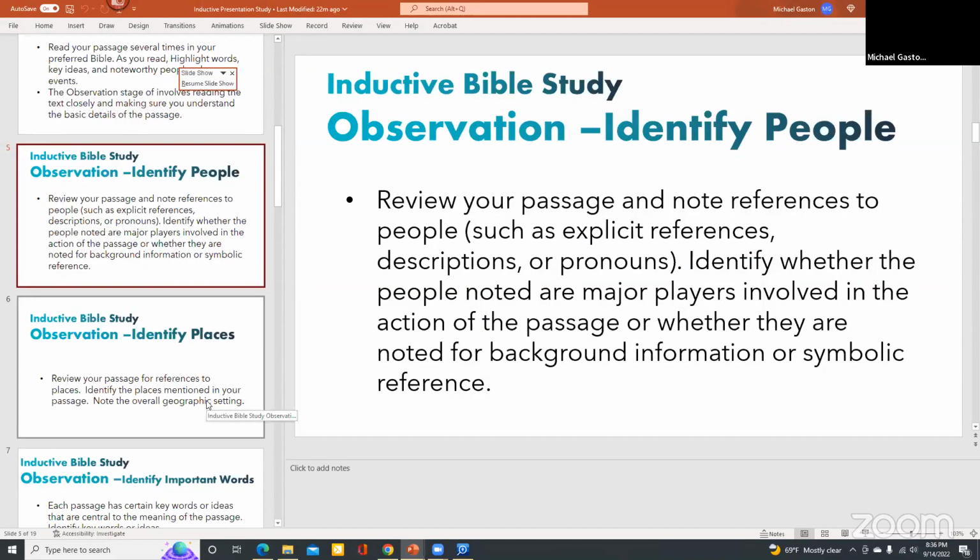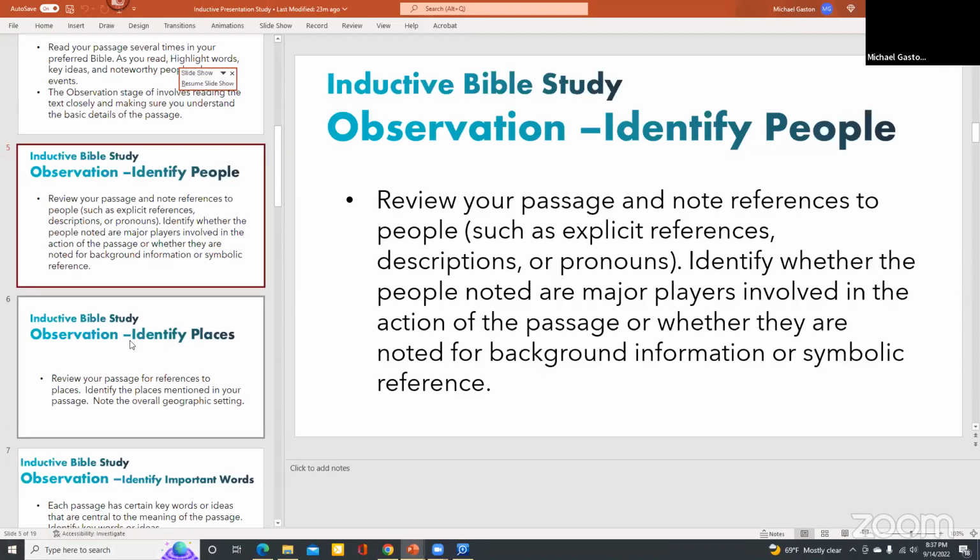After you have done that, you want to identify the different people, which we're in the process of doing. Review your passage and note references to people, such as explicit references, descriptions, or pronouns, whether the H is lowercase or uppercase, so you can identify: is it talking about an individual? Is it talking about a deity? You want to identify whether the people noted are major players involved in the action of the passage, or whether they are noted for background information or symbolic references. These are things of observation that you want to be able to pick up.